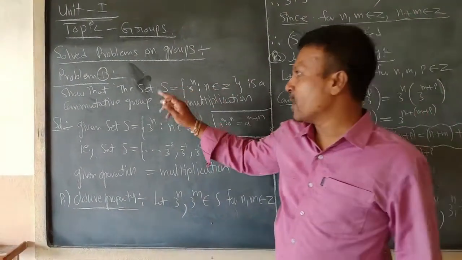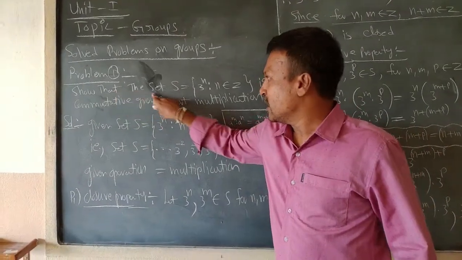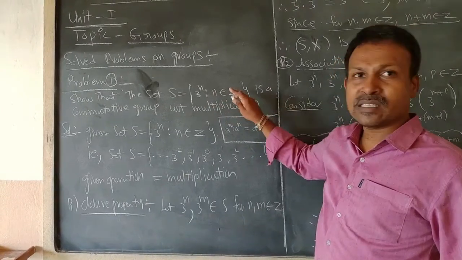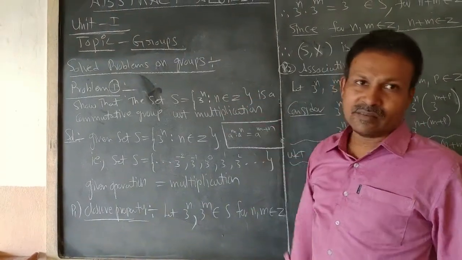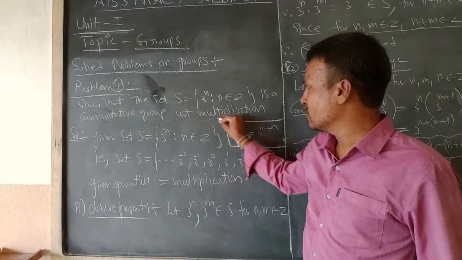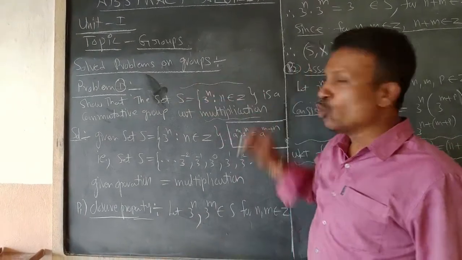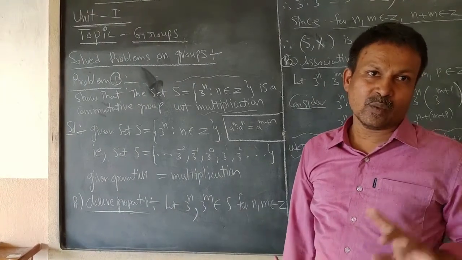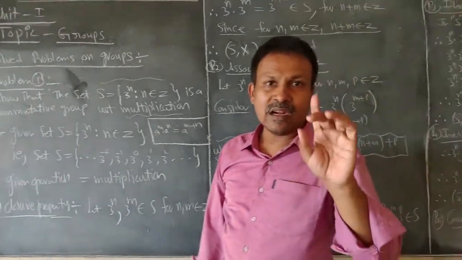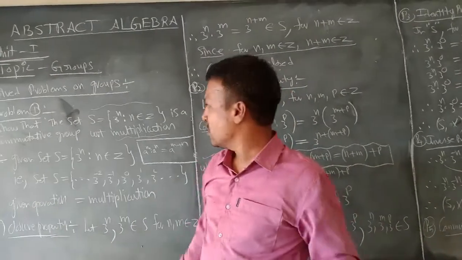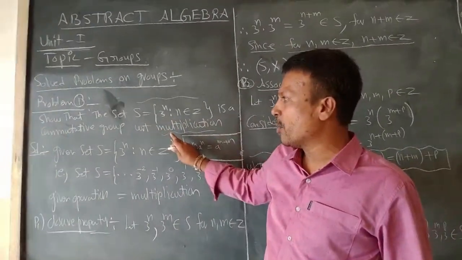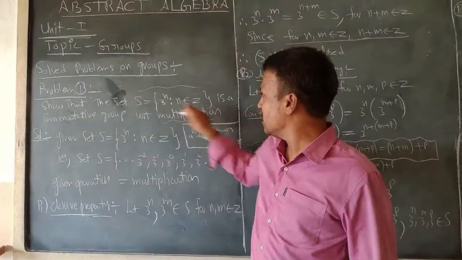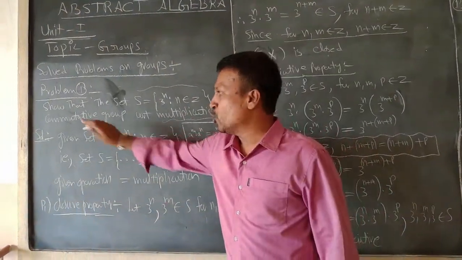See here, the given part is the set S is 3 power n such that n belongs to Z. It is given, and the other thing given is multiplication. See, in group theory we are very much in need of two terms: one is the given set and the other is the given operation. Here the set is S and the operation is multiplication. What is to be proved? We have to prove that the set S is a commutative group.